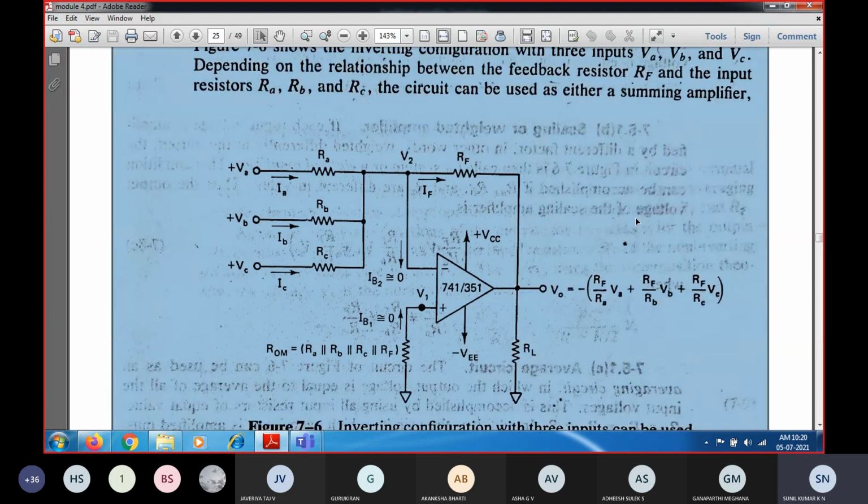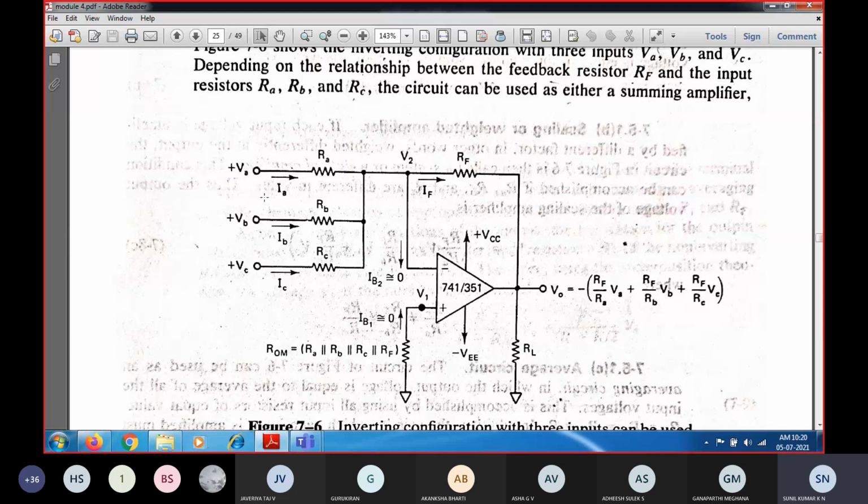The only difference is that in the inverting amplifier only one voltage source was there, but here we are going to design the summer circuit. So we are going to design an inverting summer circuit, where we have more than one voltage source. Apart from VA, another two voltage sources have been connected through resistances to the inverting terminal.